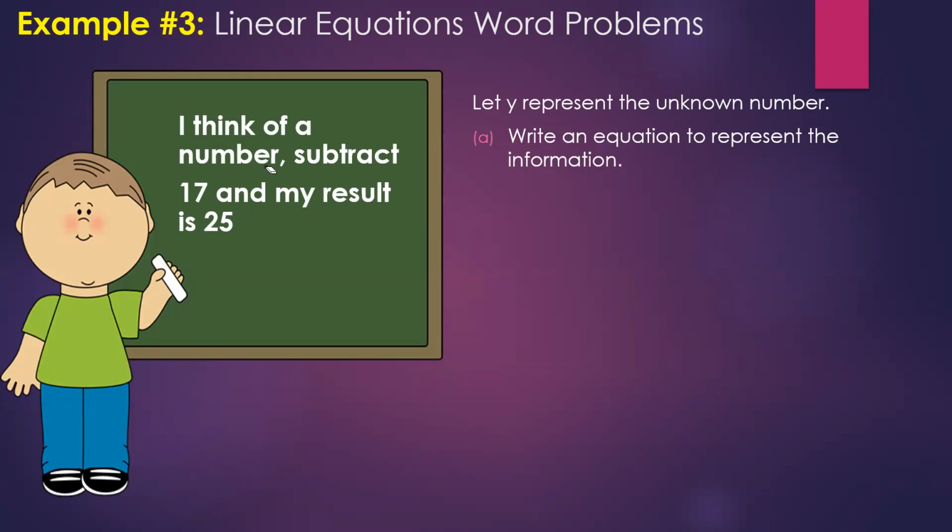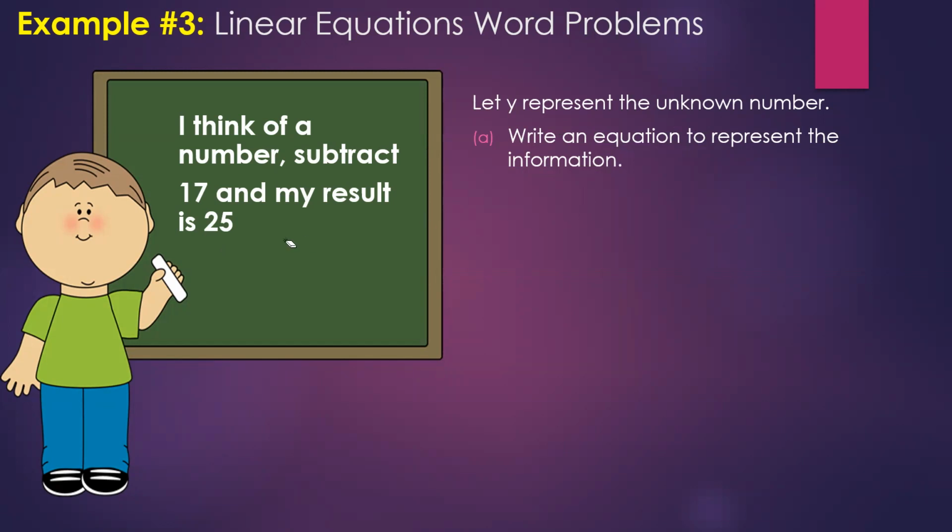Dwayne, I think of a number, subtract. What's going to be your answer for A? I think of a number, subtract 70 and my result is 25. It says write an equation to represent this information. What's going to be the answer for the equation? Y take away 17 equals 25.